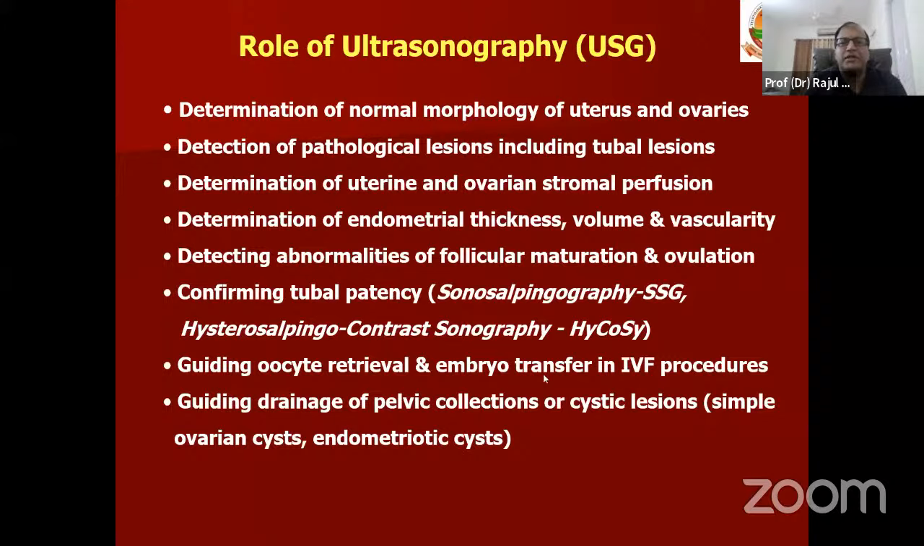It will help in determining the normal morphology of the uterus and ovaries. It will help in detection of pathological lesions involving the tubes, as well as the uterus and cervix. It helps in determination of uterine and ovarian stromal perfusion with color Doppler and power Doppler, and in determination of endometrial thickness, volume, as well as vascularity. It helps in detecting abnormalities of follicular maturation and ovulation if we perform a follicular maturation test. It helps in confirming tubal patency, where we can use either sonosalpingography using normal saline, or hysterosalpingo contrast sonography using ultrasound contrast agents.